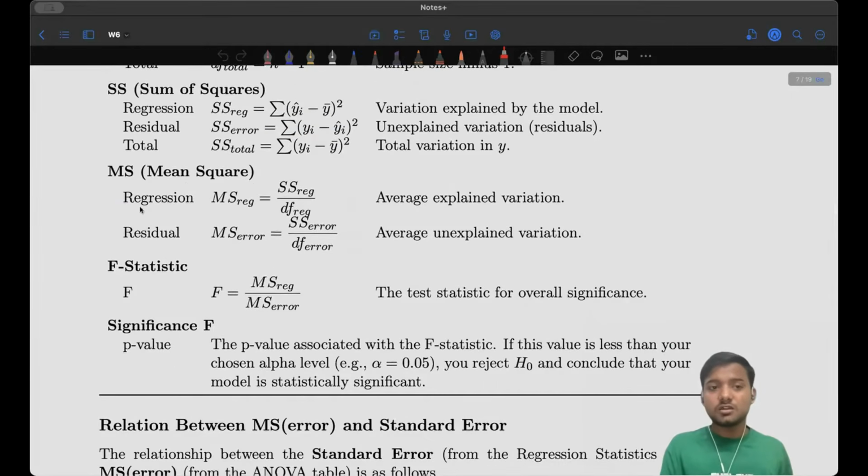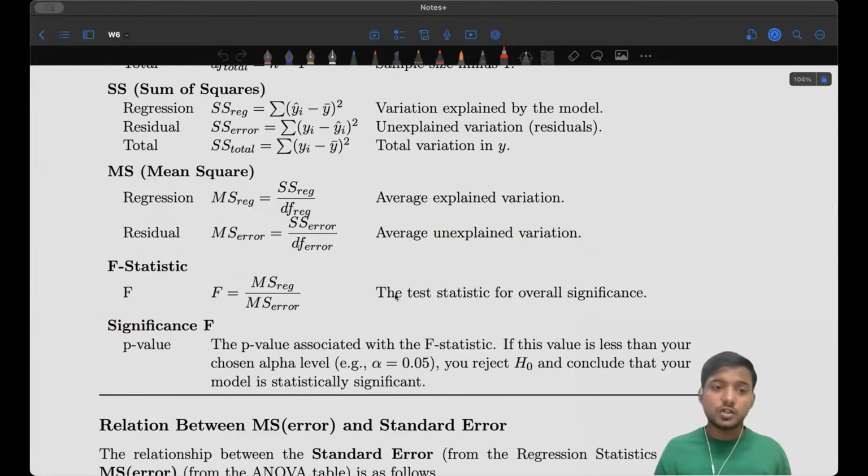Now what is the mean square? For regression, mean square regression is the sum of squares regression divided by its degrees of freedom. Similarly, for residual, it is the sum of squares error divided by the degrees of freedom for error. Okay. The F statistic is mean square regression divided by mean square error, and this is the test statistic we use for the testing part. You remember the chi-square test statistic.